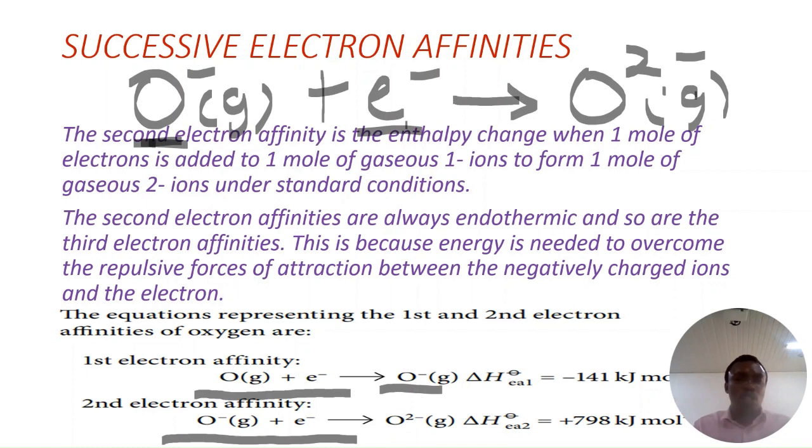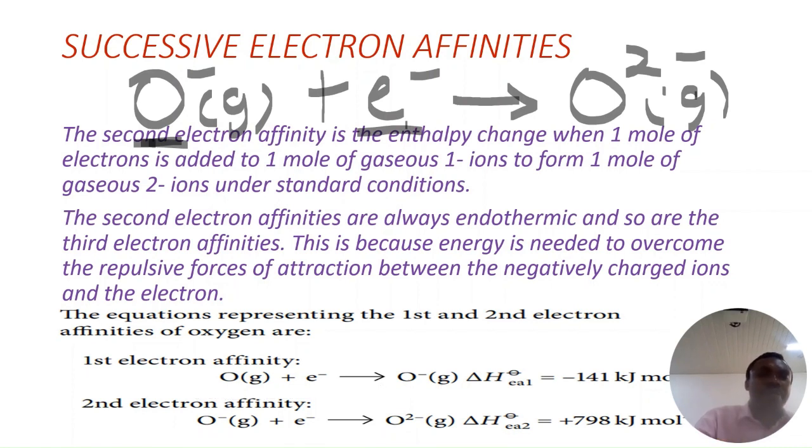So the equations represent the first and second electron affinity. You can see that the first electron affinity is negative, it's an exothermic process. Second electron affinity is an endothermic process. It's endothermic.